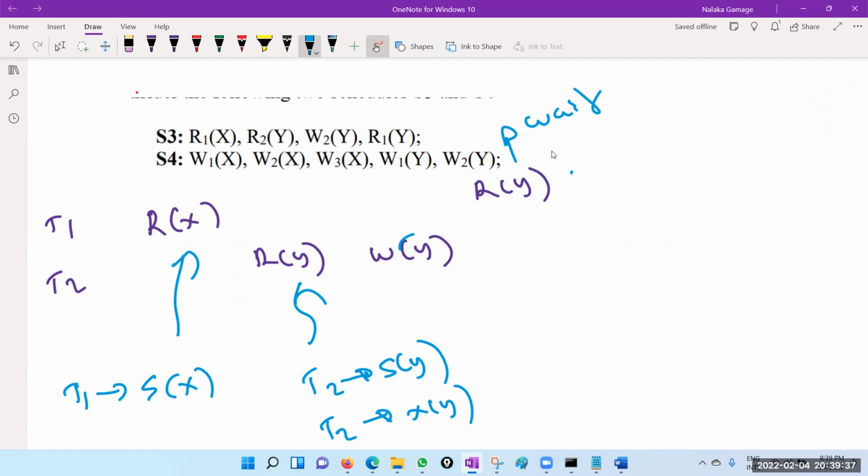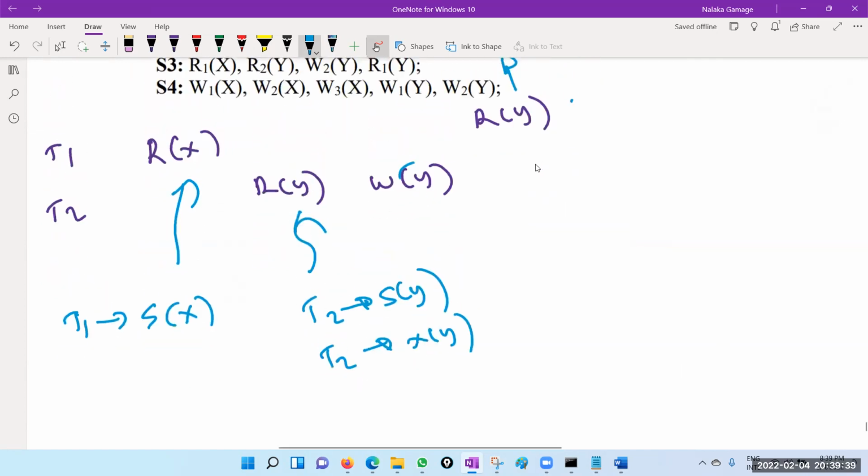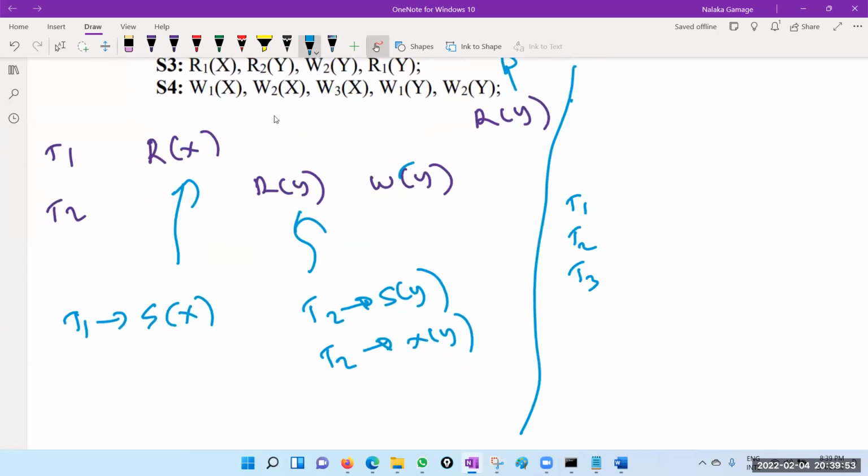Okay, so what about schedule 4? I'll write it here. There are 3 transactions: transaction 1, transaction 2, transaction 3. Write 1X, write 2X, write 3X, write 1Y, and write 2Y. Okay, so an exclusive lock is taken here.